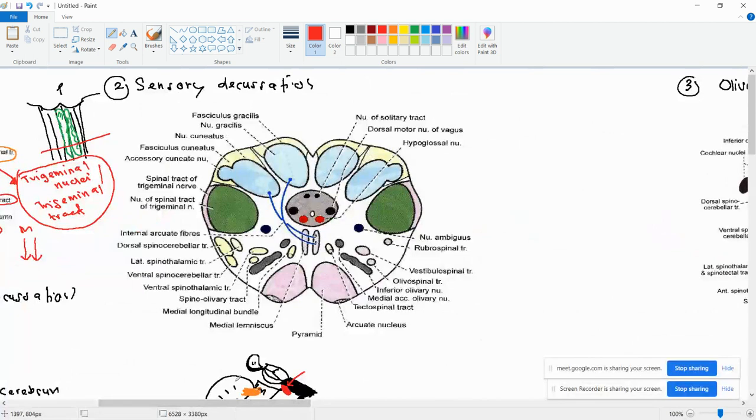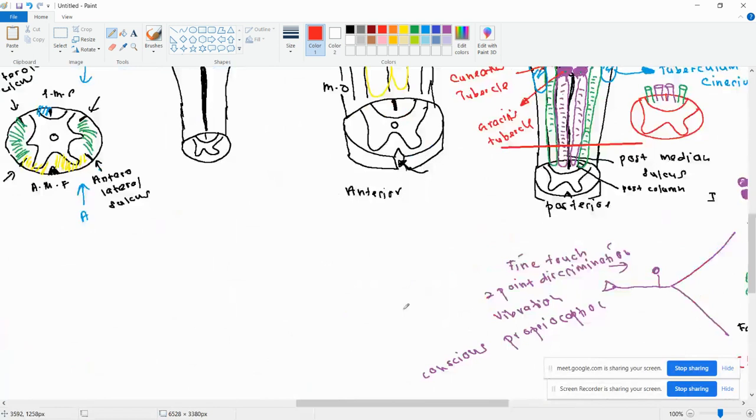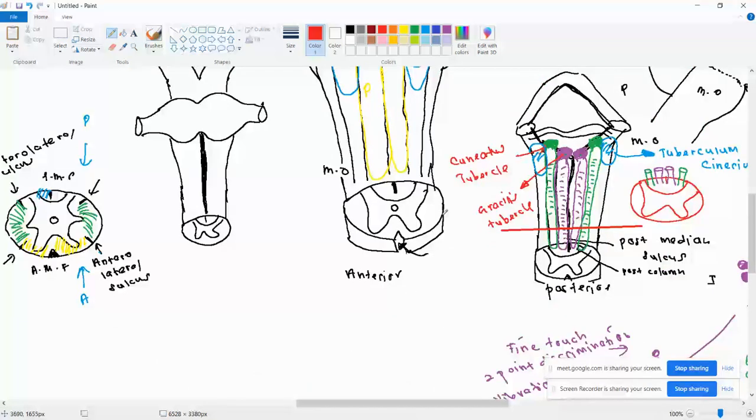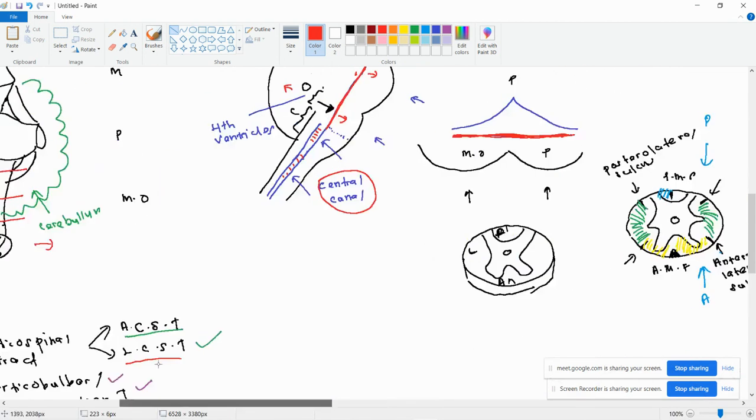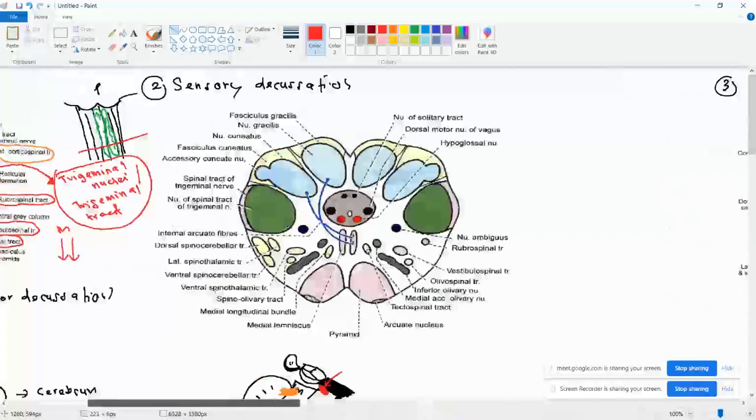When we talk about sensory decussation, class, basically, approximately where do we cut this medulla oblongata? Usually we cut this medulla oblongata at which level, class? At this part, at the mid level. At the mid level of the medulla oblongata, we call that level the sensory decussation level. Okay? Sensory decussation level.